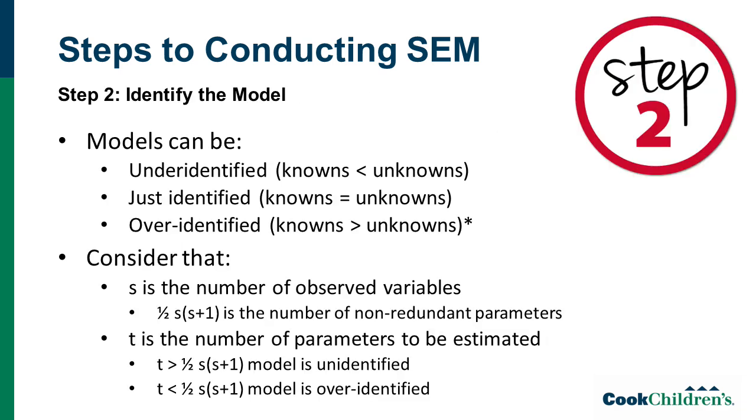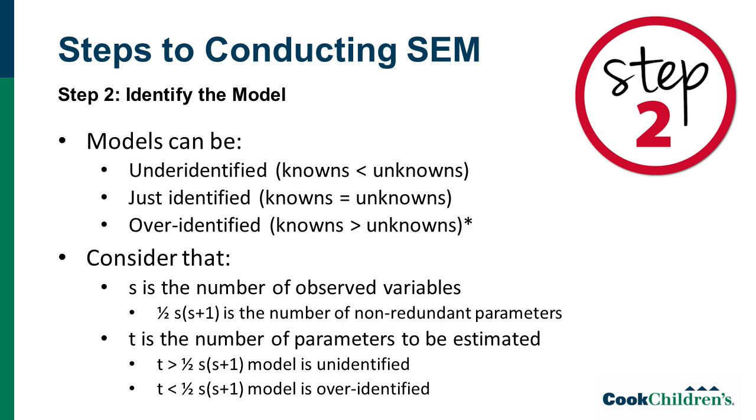In the second step, we're going to identify the model. For each unknown parameter in the model to be estimated, there must be enough known pieces of information. So that's variance and covariance variable values. And there are different levels of identification.